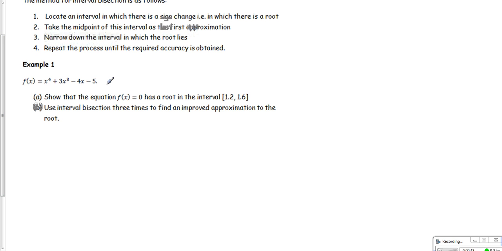So we've got here a quartic equation. You probably won't know how to solve quartic equations, it's very complicated, and we don't actually cover them at A level. So it says, show that this equation f(x) = 0 has a root in the interval 1.2 to 1.6. Now remember, we're looking for a sign change to show that there must have been a root. So I'm going to start by calculating f(1.2) and f(1.6). I'll pause the video at this point and work out the values of those.